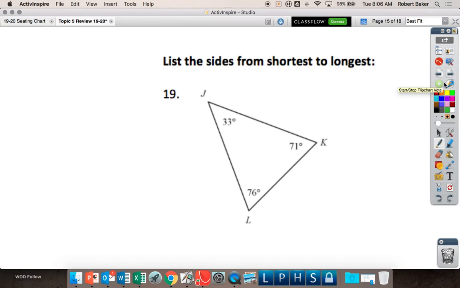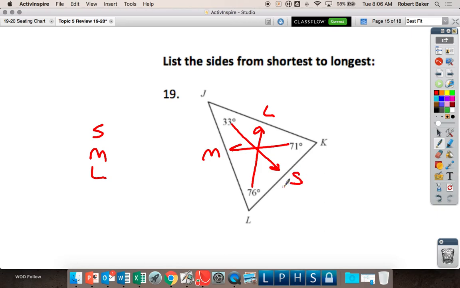List the sides from shortest to longest. So just make sure you guys are remembering short, medium, long. You're going from short to long and not long to short. I like to say large, medium, small. We're going from shortest to longest. Line segment LK, line segment JL, and line segment JK.